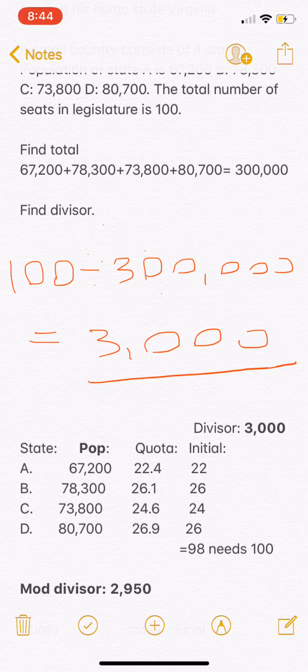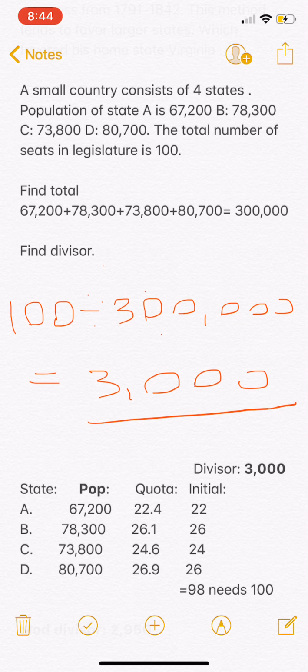Now, to find the divisor for this problem, we will need to add up the total population, which is 300,000. And as you remember, there's 100 seats in legislation. So it would be 300,000 divided by 100, and we would get 3,000.